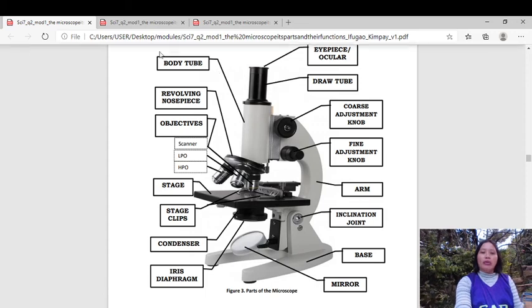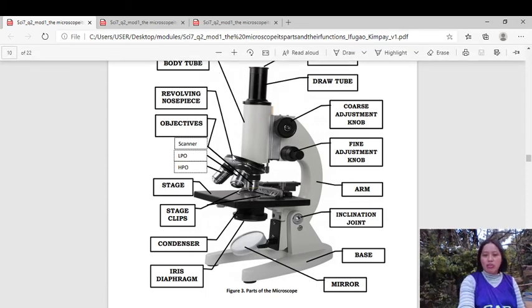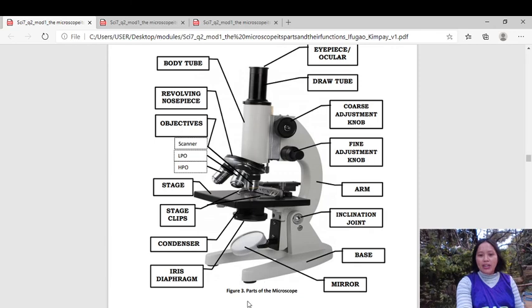Next, we are already finished with all the parts of the microscope. I hope you were enlightened, or at least if you were not able to understand, this video helped you.